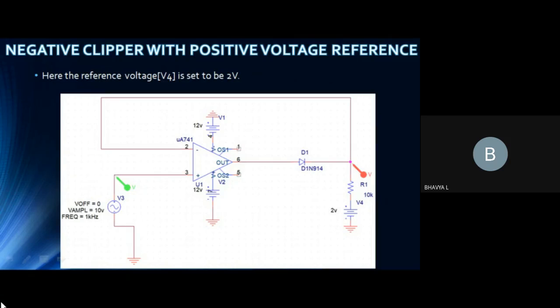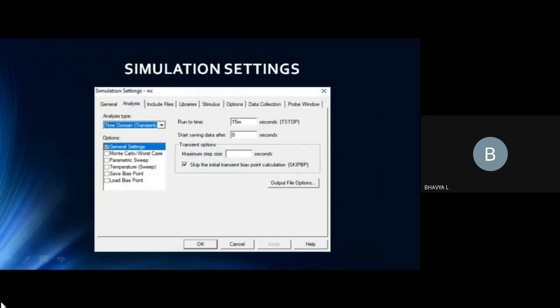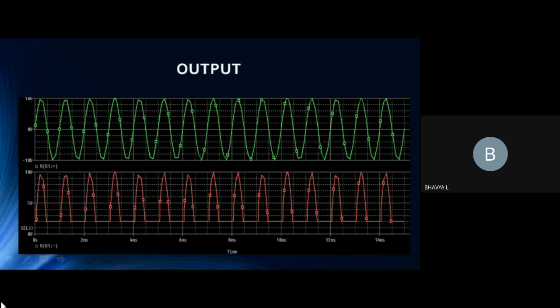This is the circuit diagram of the negative clipper with a positive reference voltage. Here, V4 is the reference voltage and it is set as 2 volt. Next, let's see the simulation settings. Like the previous one, by setting analysis type as time domain and run to time as 15 milliseconds, we get the output as shown below. The above signal, which is green in color, is the input. In the output, all the voltages below 2 volt are clipped off as we have set the reference voltage as 2 volt.